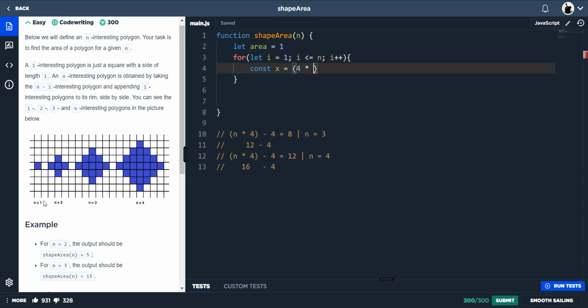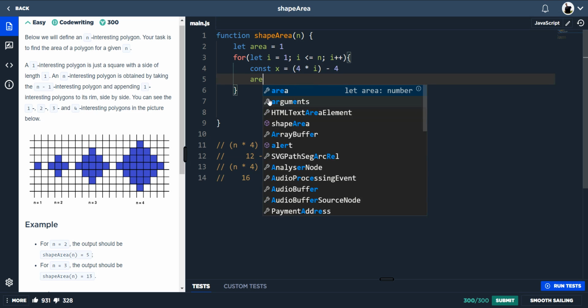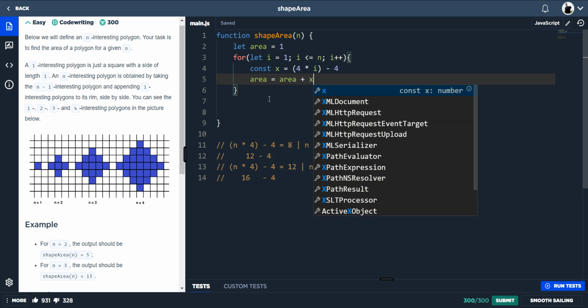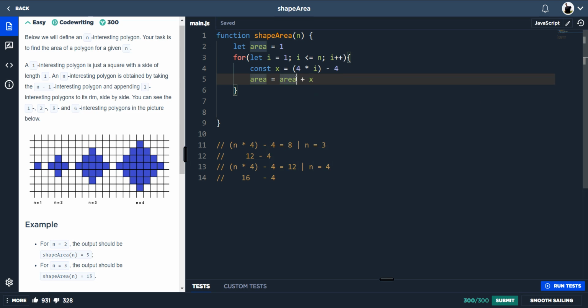But we want to do, first of all, 4 times 1, and then 4 times 2, and then add in the area each time, 4 times 3, slowly building ourselves up to then 4 times 4 to get the additional squares, then adding these squares onto the additional squares. So if we do 4 times n minus the 4, and now we know that the area is equal to the area plus x. And then a short way of writing that is just area plus x.